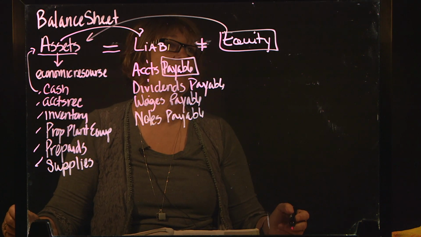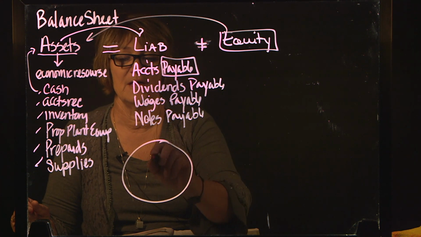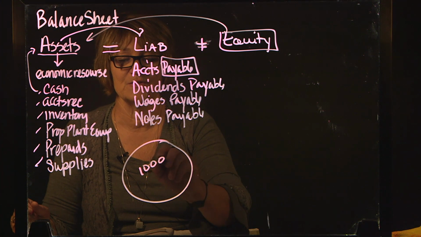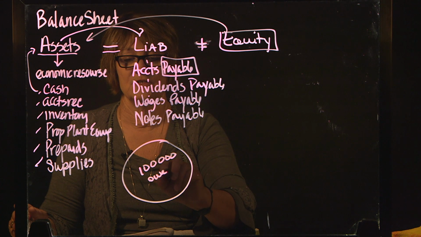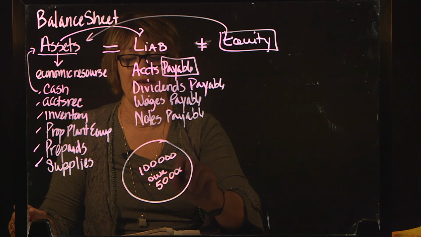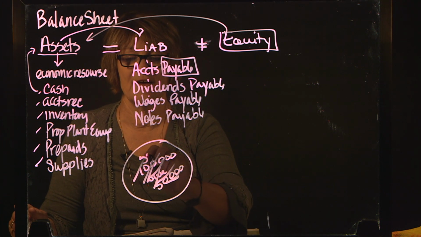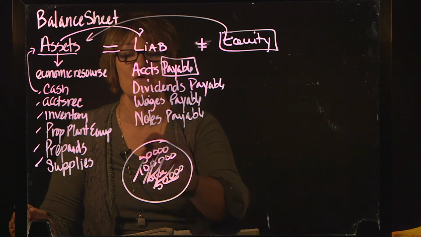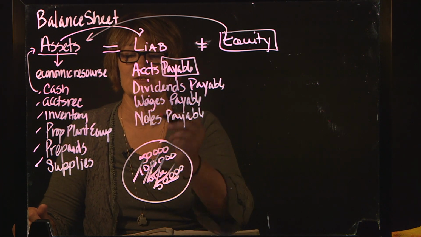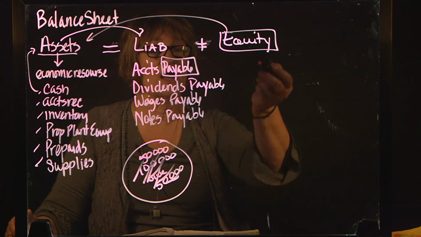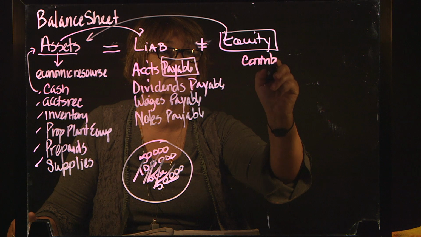An example that I always use in my classes is if in the middle of the room I have $100,000, right? And I owe 50 to assorted people, and they come and take their $50,000. I have $50,000 left for the rest of us to come and put our hands on. And that is what equity is. So under equity, we have something called contributed capital.